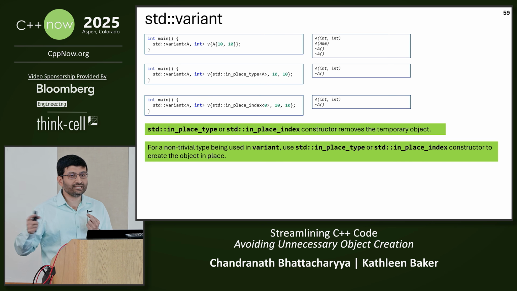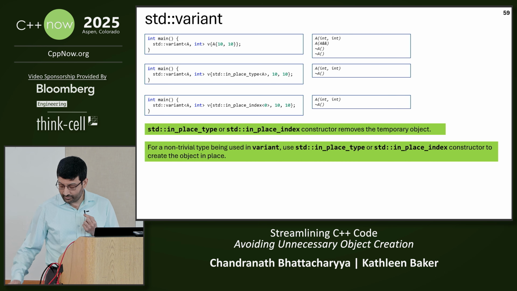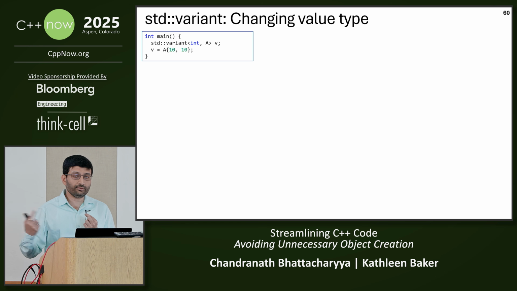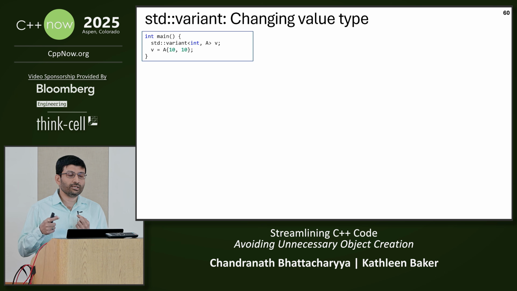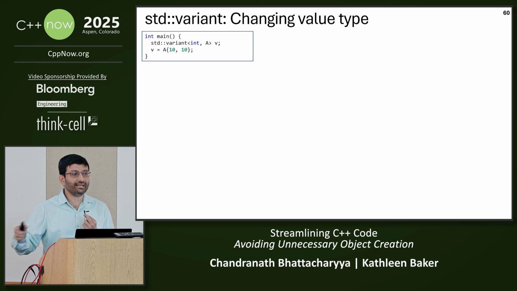What if we want to change the value type? So this is actually a variant of A and int. What if we want to change the value type? So that becomes our next scenario. So what do I mean by this? Here you can see that we are creating the variant int A, and in that first line itself, since int is the first type, the variant is actually created of type int with the value 0. And next we want to change that type to A with 1010.